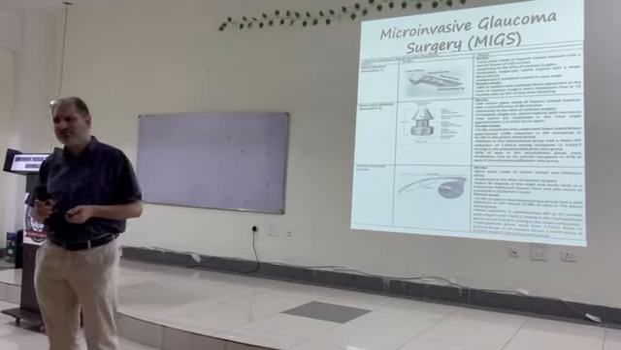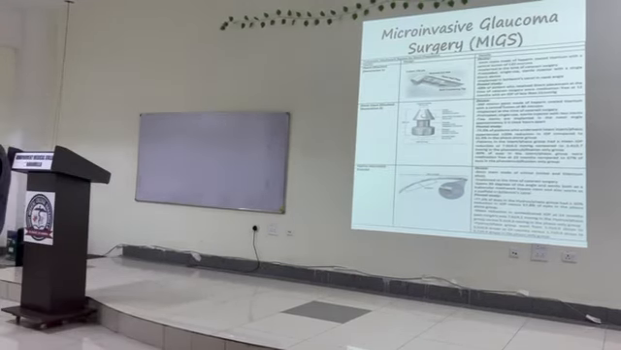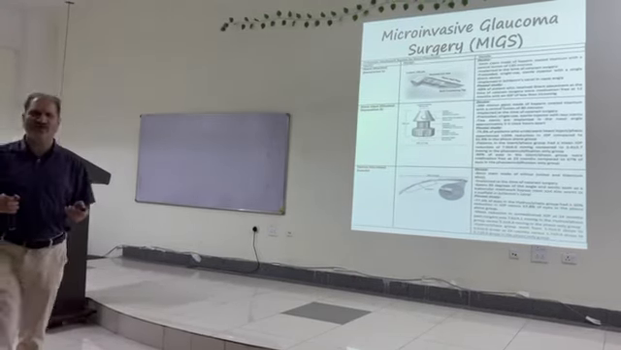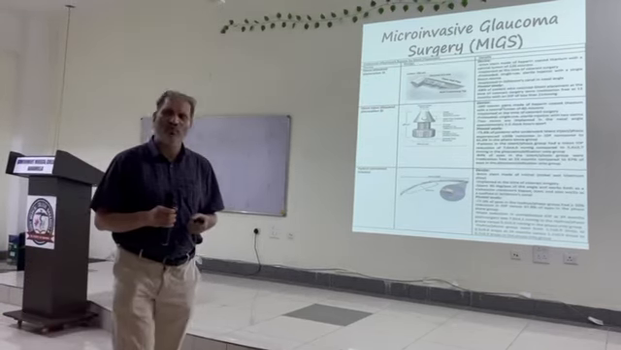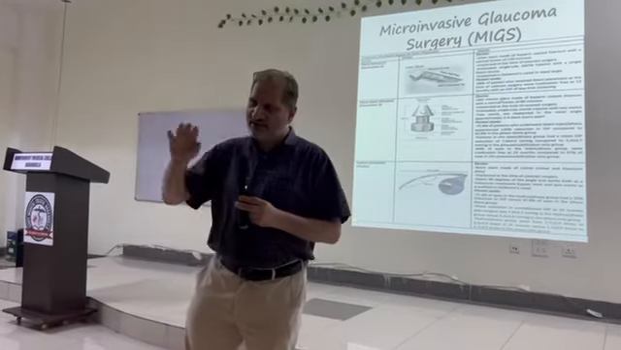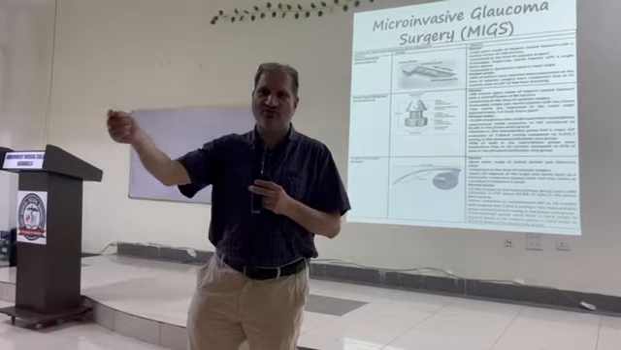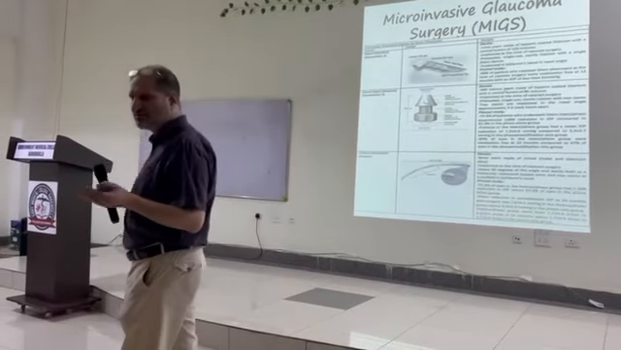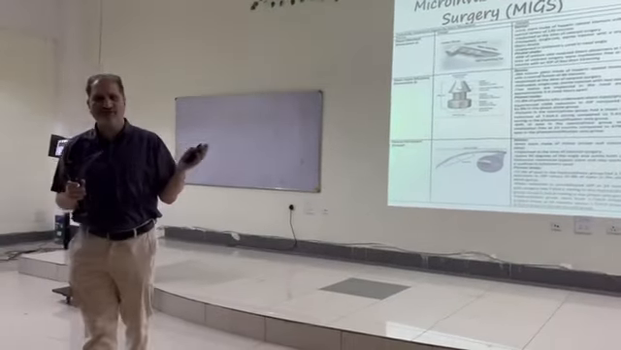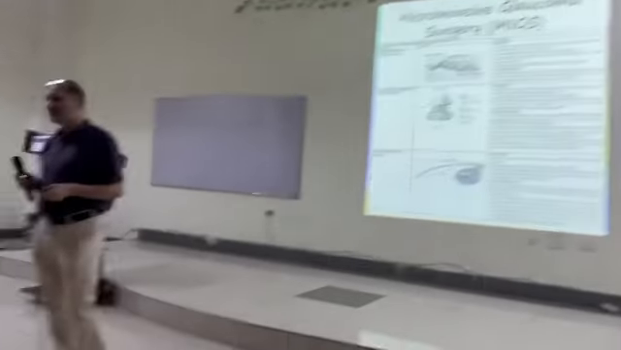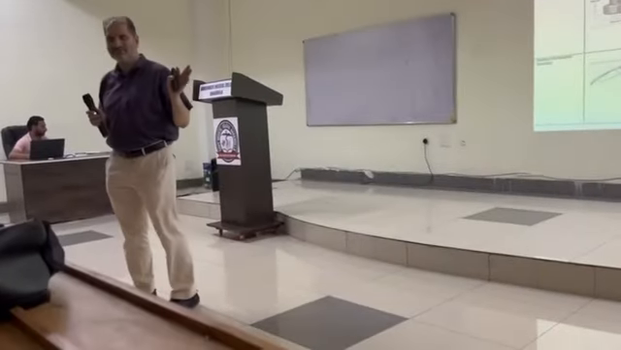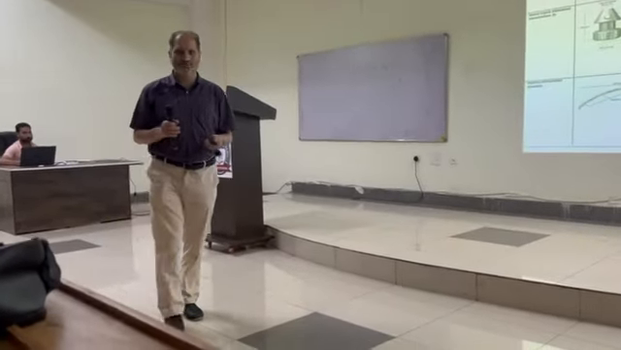Suppose somebody has a moderate glaucoma, like 25-30, and there's a cataract also. What will they do? They will do the cataract and put the stent also. Very true. This is perfectly done. The only thing is it's a small spectrum. It costs around 40-50 glaucomas a day. Yes, sir. Cost is very high.